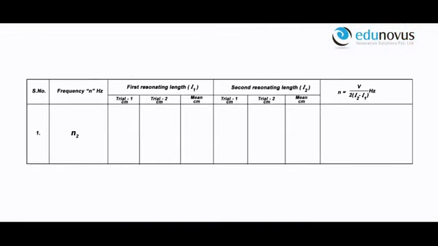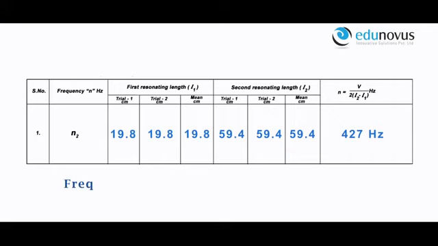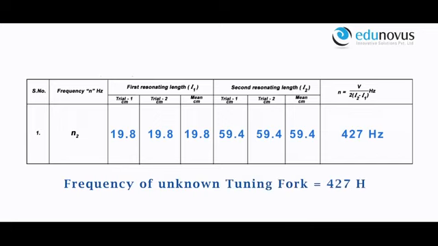For the tuning fork of frequency N2, first resonating length L1, trial 1 is 19.8, trial 2 is 19.8, and the mean of these two trials is 19.8. For second resonating length L2, trial 1 is 59.4, trial 2 is 59.4. The mean of these two trials is 59.4. Therefore, the value of N is 427 Hz. The frequency of the unknown tuning fork is equal to 427 Hz.